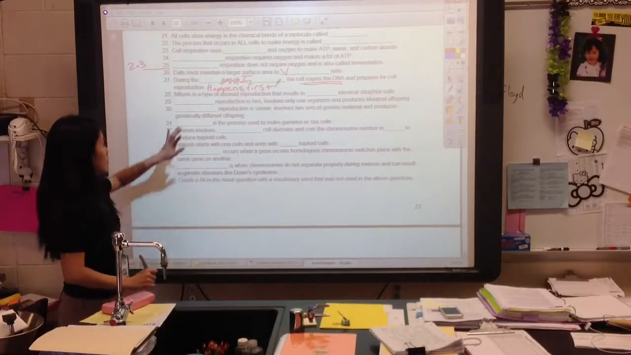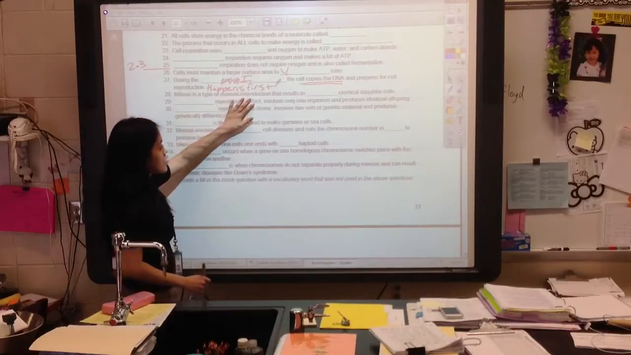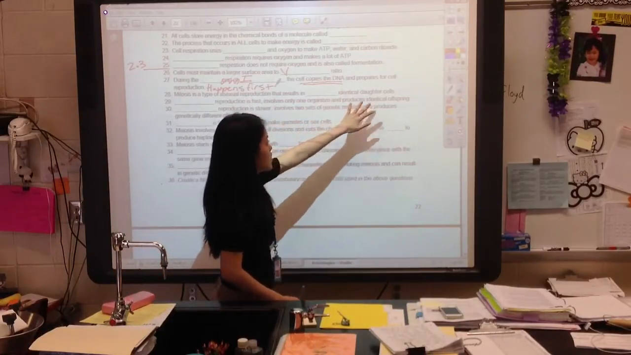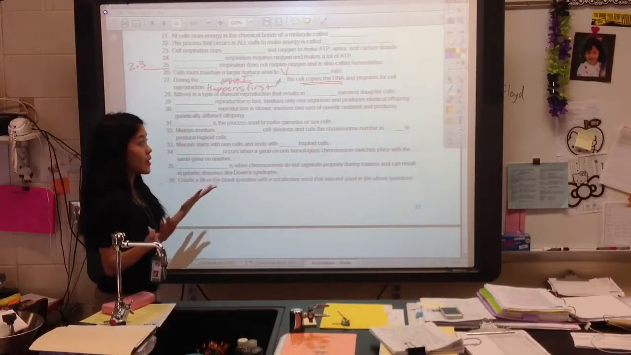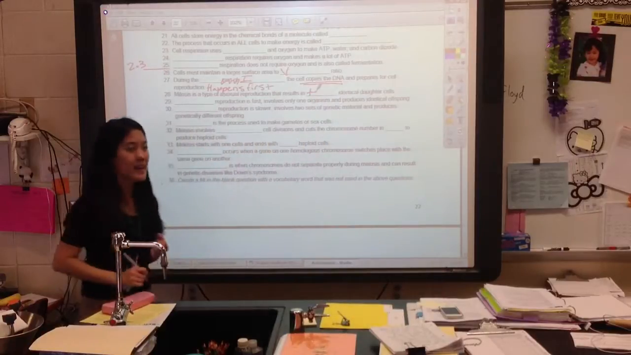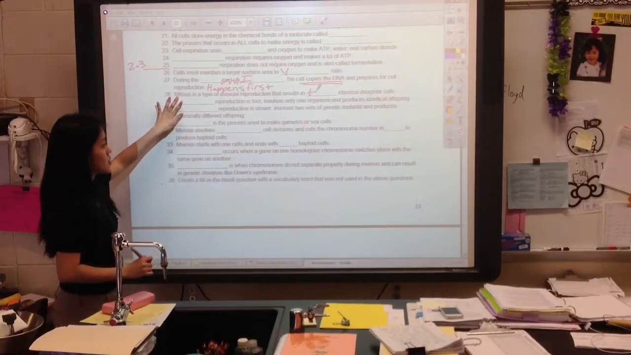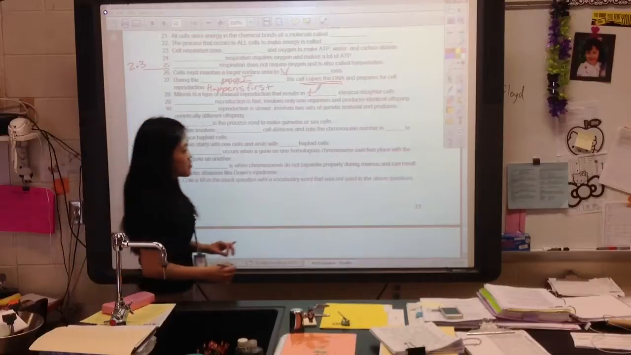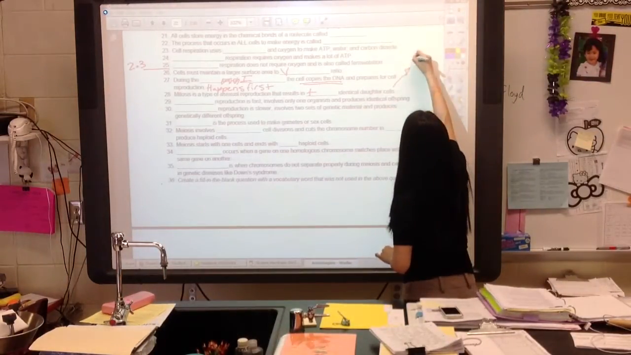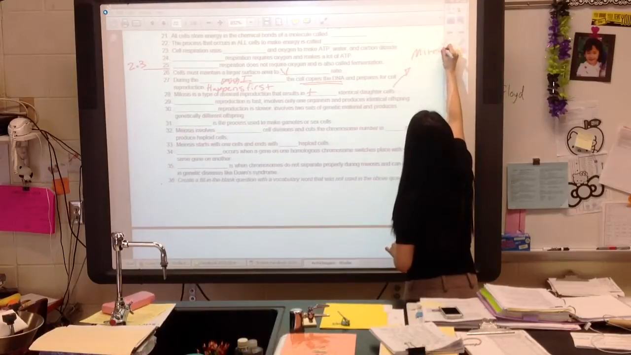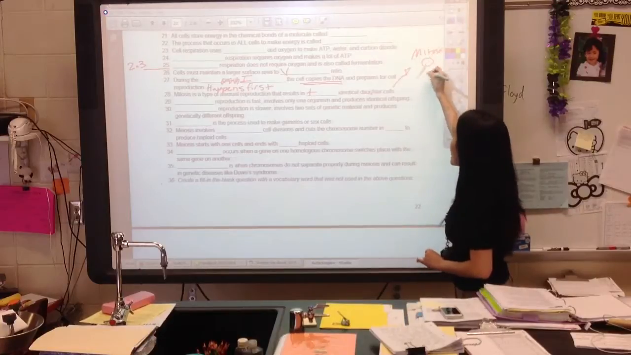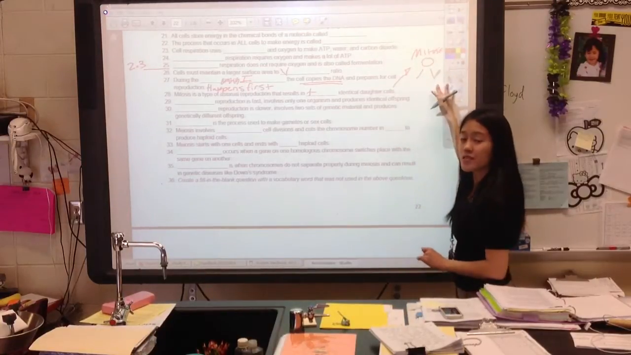Number 28, mitosis is a type of asexual reproduction that results in blank identical daughter cells. We're thinking about how many are there. This is going to start with a T, okay? How many daughter cells do you make in mitosis? I do want to go ahead and have you draw a picture right here for mitosis. So in mitosis, remember that you start with one cell, and you're going to divide, and how many cells do you produce?